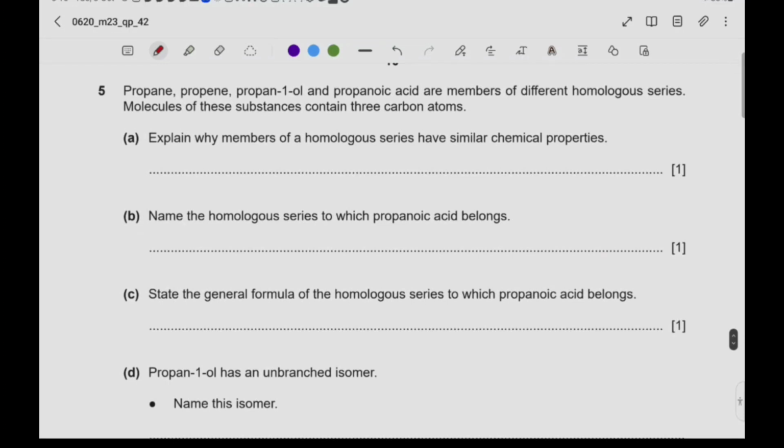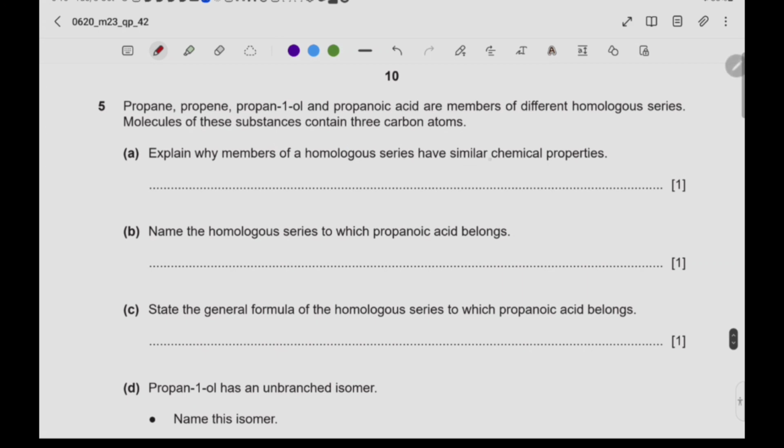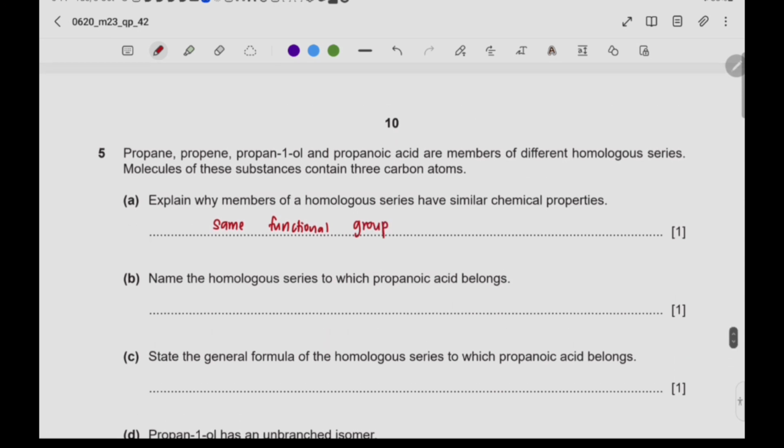Oh yeah, last question. So fast, right? Same homologous series with similar chemical properties. They always say similar, because similar and same are not the same. Same is 100% same. Similar is very look-alike. So they have the same functional group. If you forgot this chapter, you have to revise.